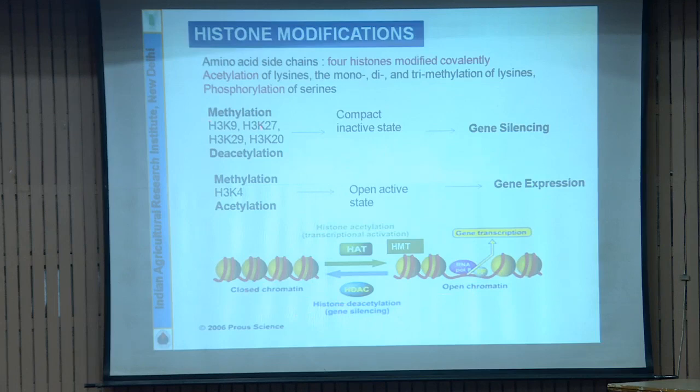These are some common modifications you may see. K is the single-letter code for the amino acid lysine. The well-studied modifications of histones are H3K9, K27, K29, K20. These are known to cause inactive chromatin or closed chromatin and they may lead to gene silencing. And modifications like H3K4 acetylation and methylation are known to make open chromatin and, as a result, gene activation.